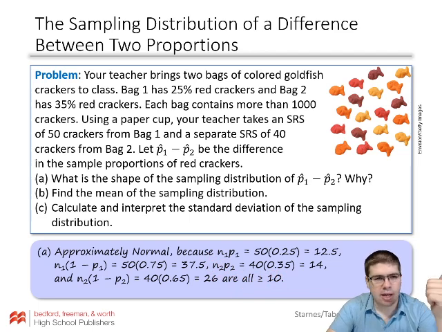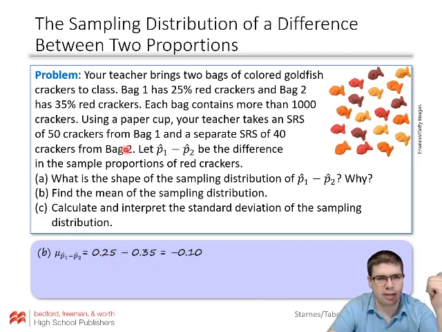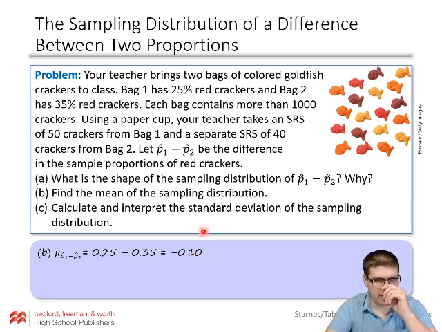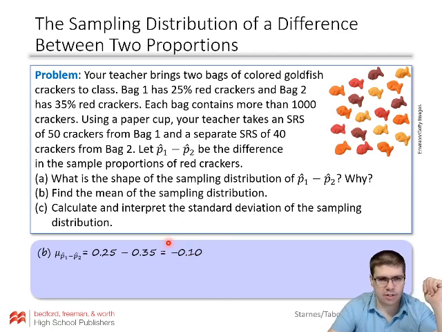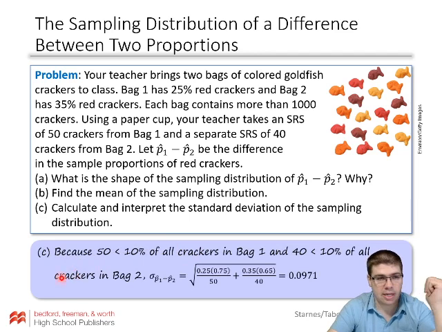That's the shape. The next one asks us about the mean, the center, and that'll just be p1 minus p2, 0.25 minus 0.35, so on average, negative 0.1. There will be a smaller proportion in the first sample, on average. And so the average of that sampling distribution is at negative 0.1, or negative 10%, 10% less.